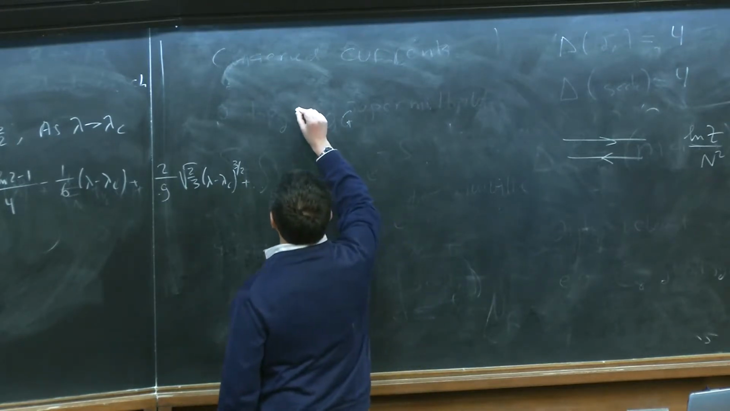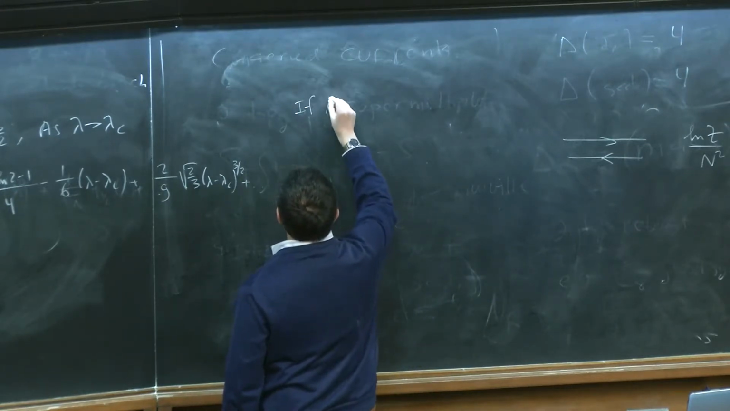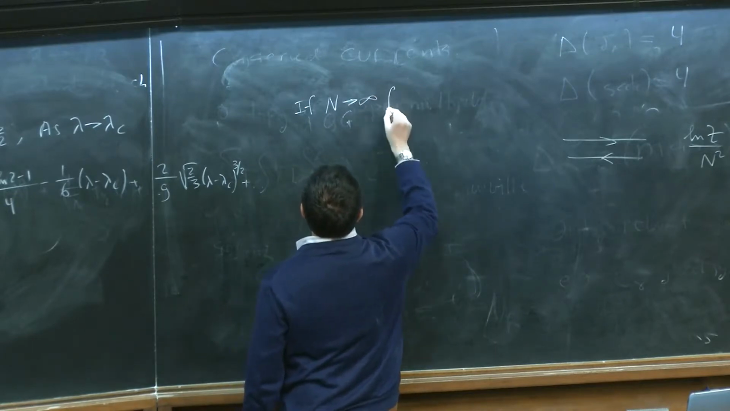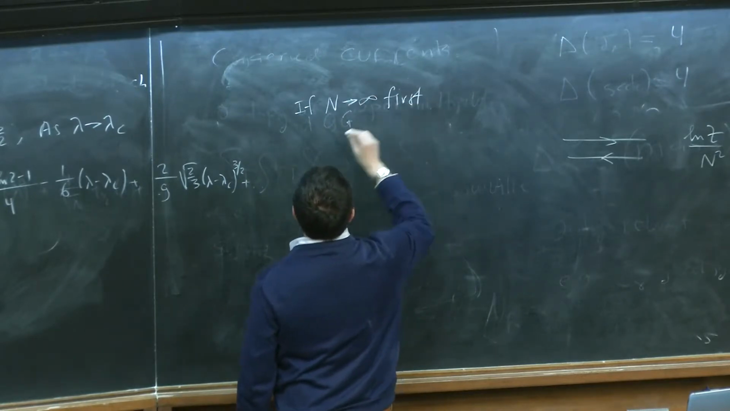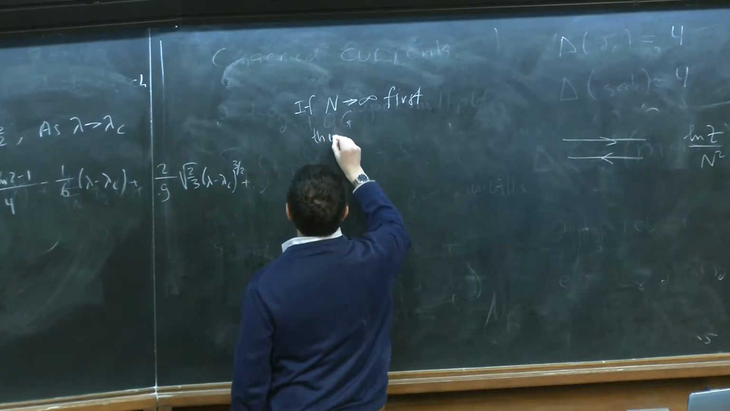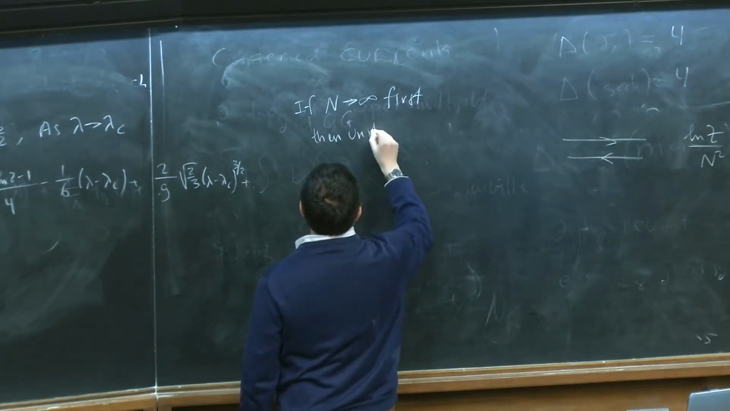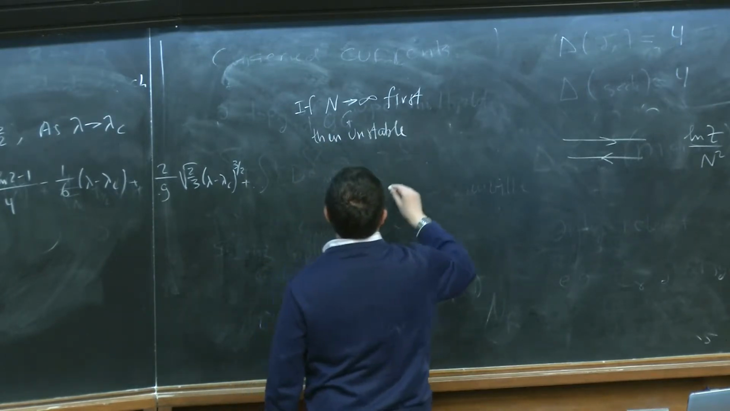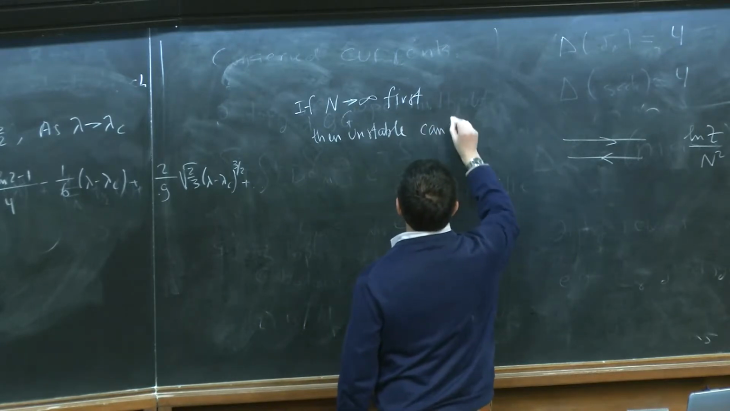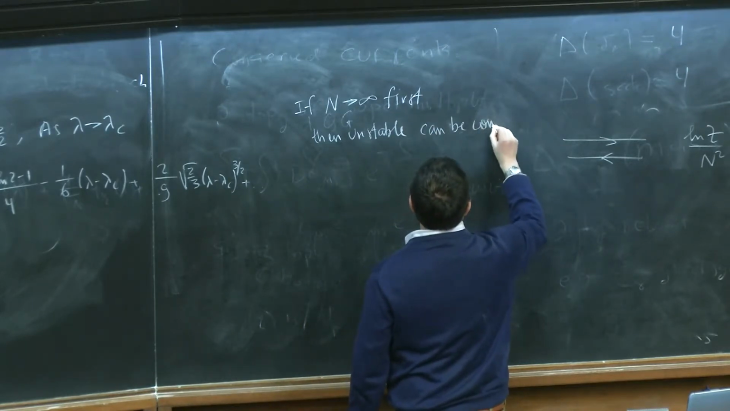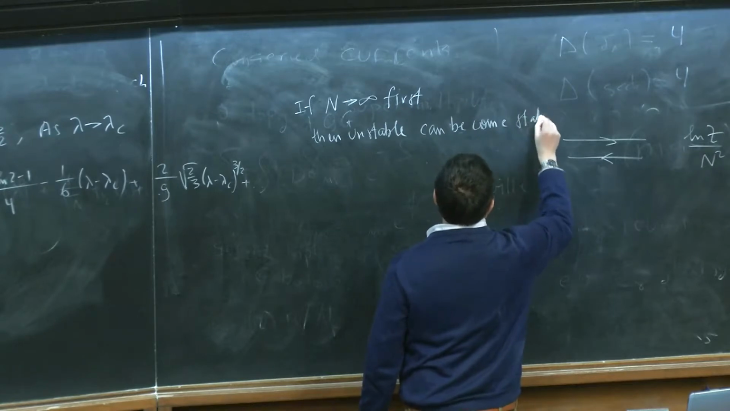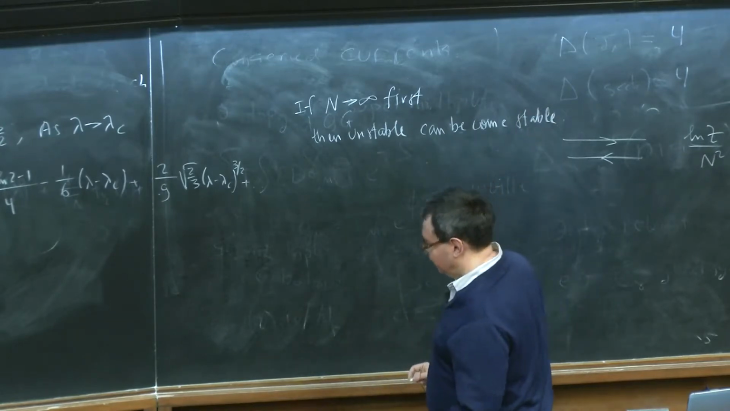So if N is taken to infinity first, then some unstable potential can become stable in some sense. And this is a very simple example of this.